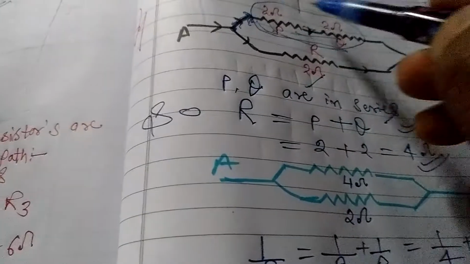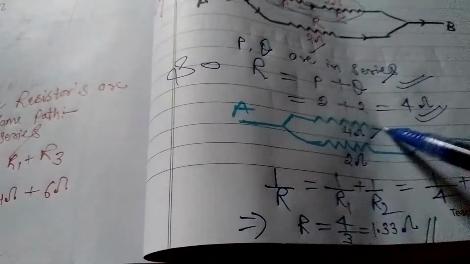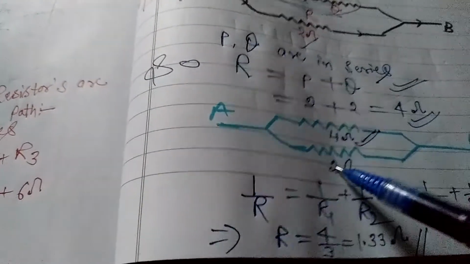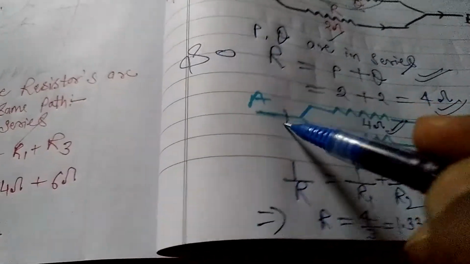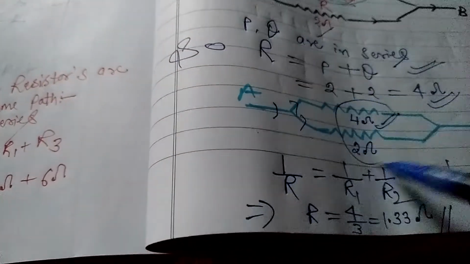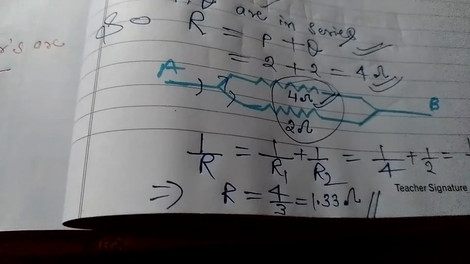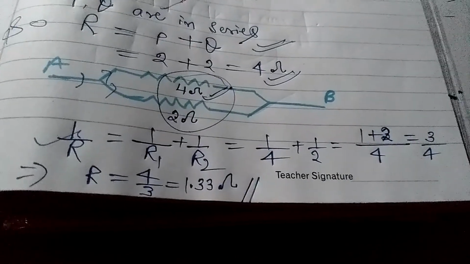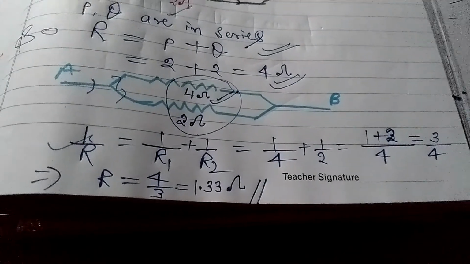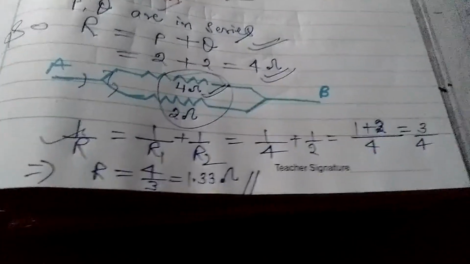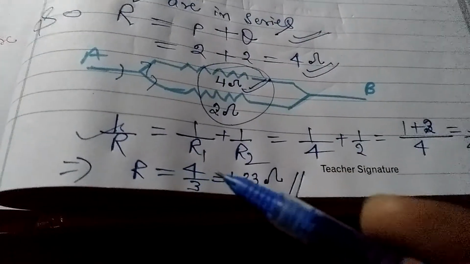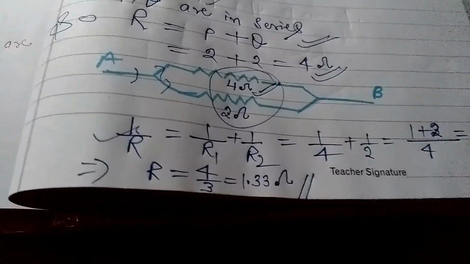Now 2 ohm and 2 ohm work as an equivalent 4 ohm resistor. Now 4 ohm and 2 ohm are again in a distributed path. That is why both these resistors are in parallel. Now we will write the parallel combination formula: 1 upon R is equal to 1 upon R1 plus 1 upon R2. That is equal to 1 upon 4 plus 1 upon 2, that is equal to 3 upon 4. Next, the reciprocal of this is 4 upon 3, that is equal to 1.33 ohm.